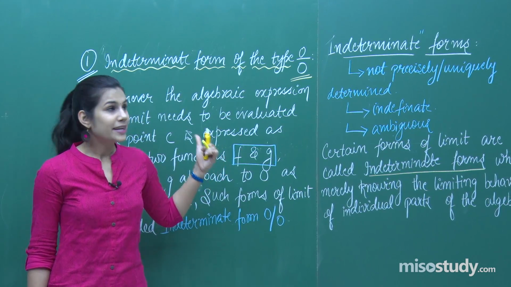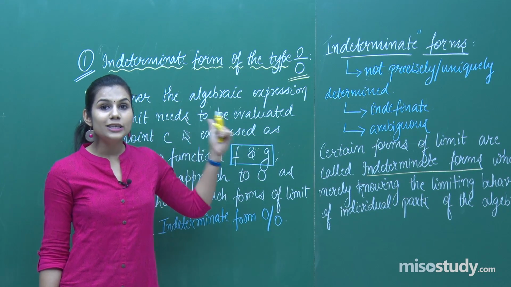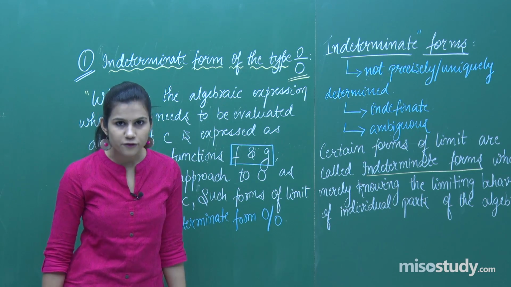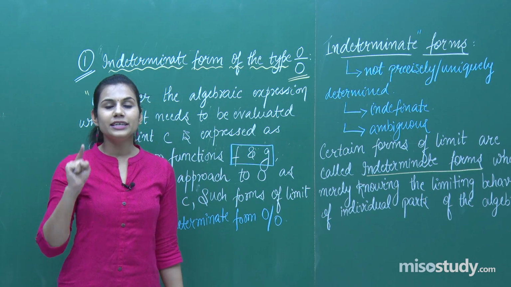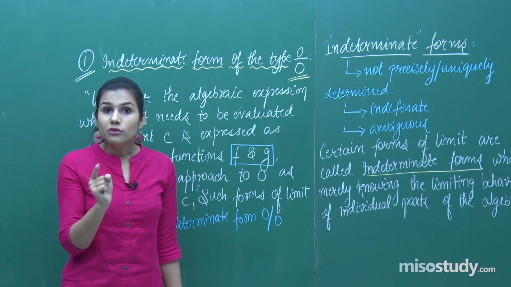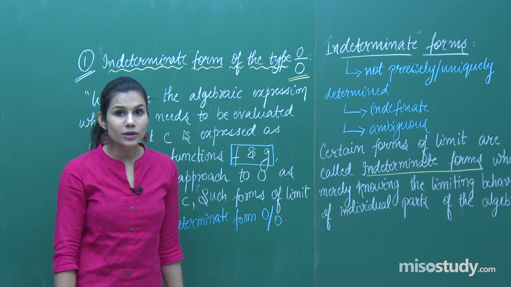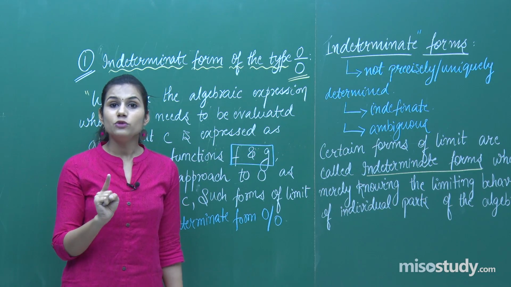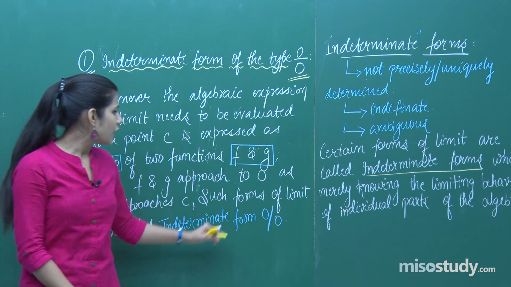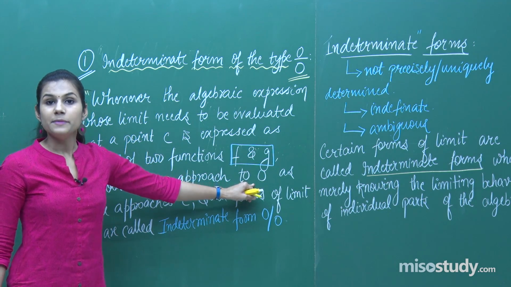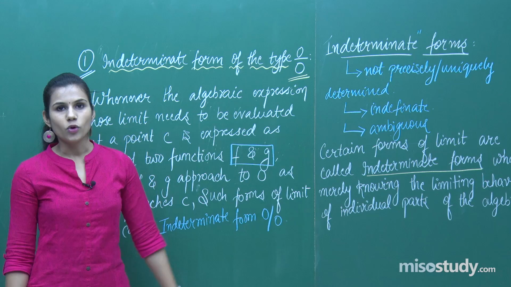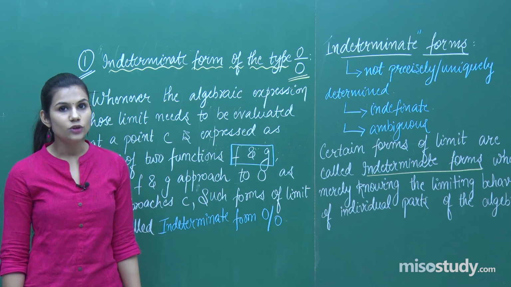It is saying that indeterminate form of the type 0 by 0 occurs when you have the algebraic expression of the form f by g whose limiting behavior needs to be evaluated at point C, and when you are segregating this limit to the individual expressions f and g, that means when you are finding out the individual limits of f and g at C, they are coming out to be 0. Limit of f at C is 0 and limit of g at C is 0. Then what you obtain is a 0 by 0 form.